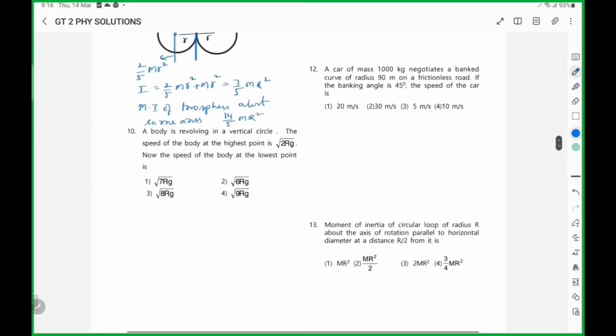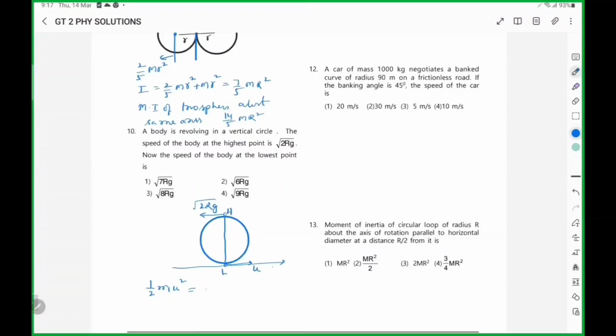A body is revolving in a vertical circle. Speed of the body at the highest point is 2 root rg. At the lowest point, we don't know the velocity, let us say u. What is the speed at the lowest point? Take this as a reference line: half mu square is equal to, here at this point only kinetic, no potential.